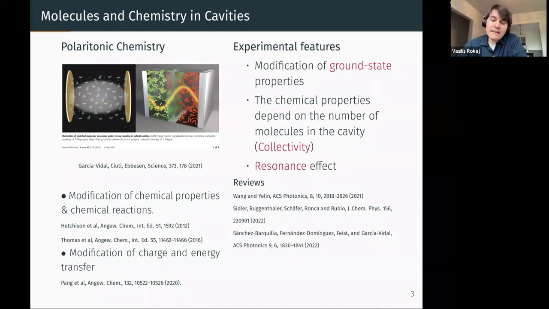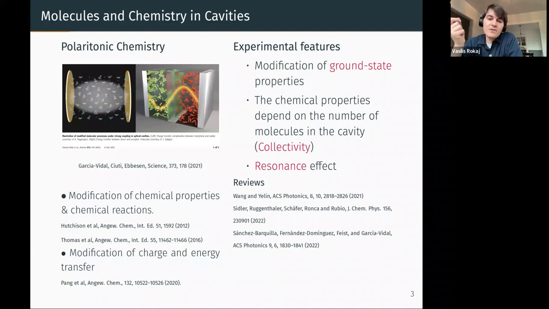The key experimental features that show up in these experiments, which are still not fully understood, are that these modified chemical processes are ground state reactions. So there is a modification of the ground state that happens in these large ensembles of molecules. Also, these modifications happen when the vibrational state that the cavity couples to is in resonance with the vibrational excitation of the molecule. So the light excitation and the vibrational excitation of the molecule are in resonance.